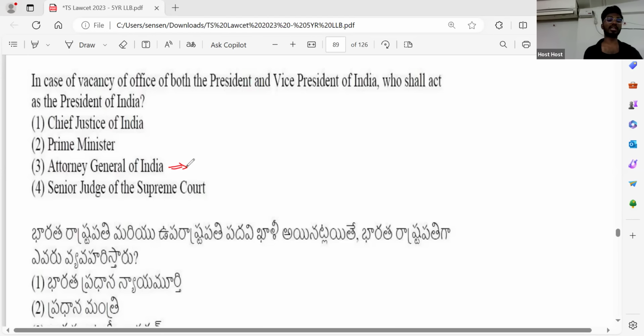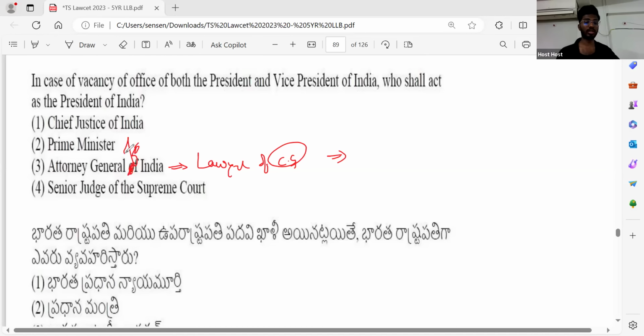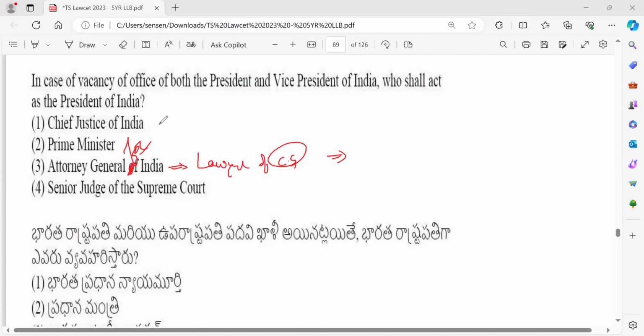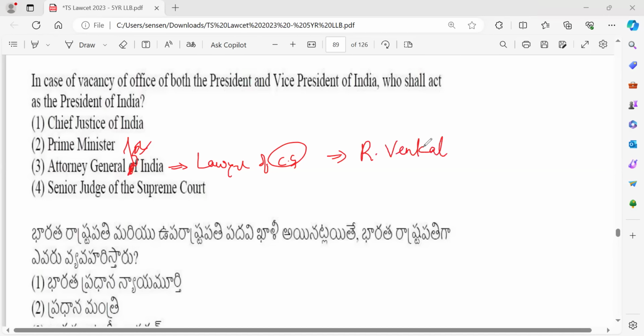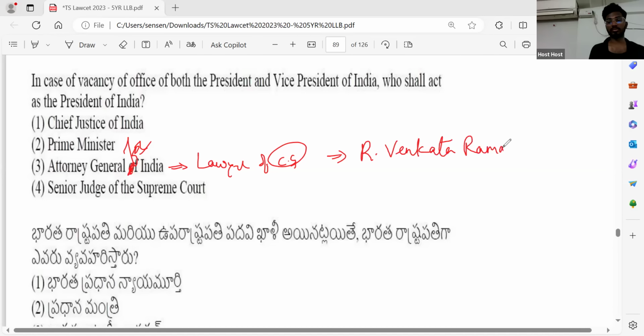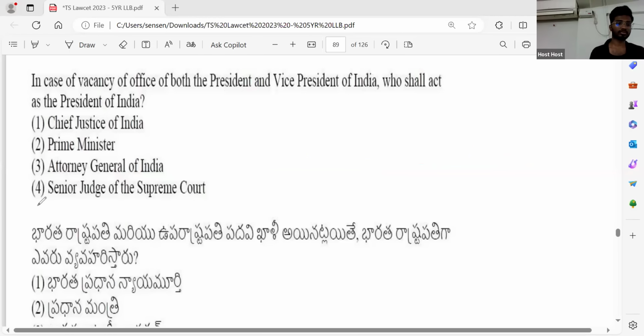Okay, so who is the present Attorney General? You tell me now. Who is the present Attorney General of India? Sorry, Attorney General for India. According to the Indian Constitution, it is "for", not "of". Who is Attorney General for India? It is R. Venkataramani. Present Attorney General for India. Right? Next.